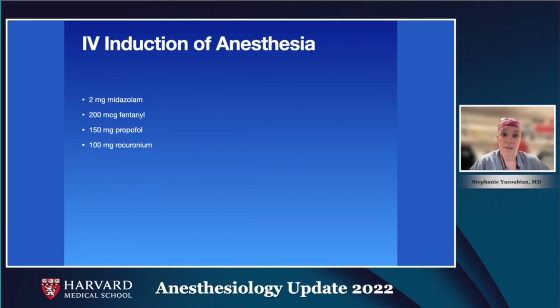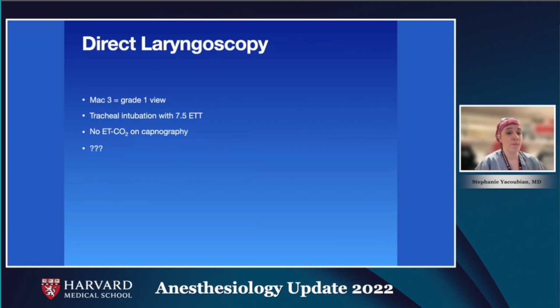You decide to induce this patient with IV anesthetics, midazolam, fentanyl, propofol, and you give 100 milligrams of rocuronium. You perform laryngoscopy and you intubate a very straightforward airway. However, upon intubation, you think you're 100% sure that you are in the trachea, but yet you don't really see any CO2 on capnography.